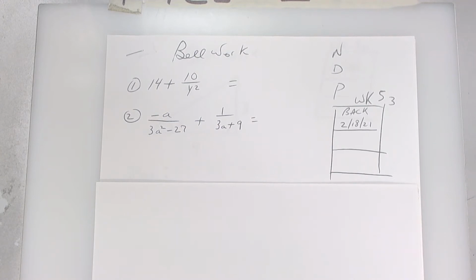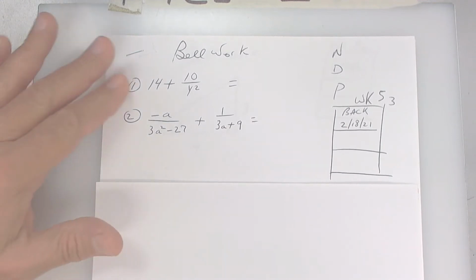This right here is adding fractions or rational numbers here. And you need a least common denominator whenever you add or subtract. So let's take a look here.